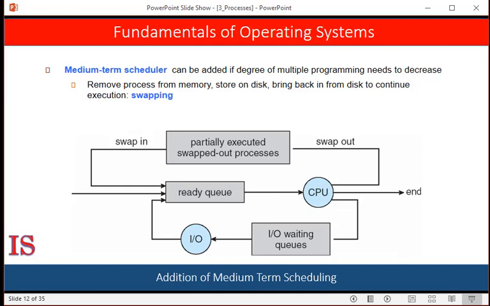A process migrates among the ready queue and various wait queues throughout its lifetime. The role of the CPU scheduler is to select from among the processes that are in the ready queue and allocate a CPU core to one of them. The CPU scheduler must select a new process for the CPU frequently.